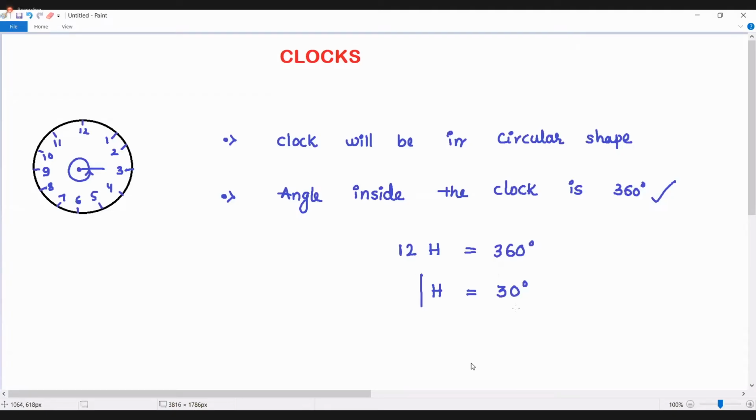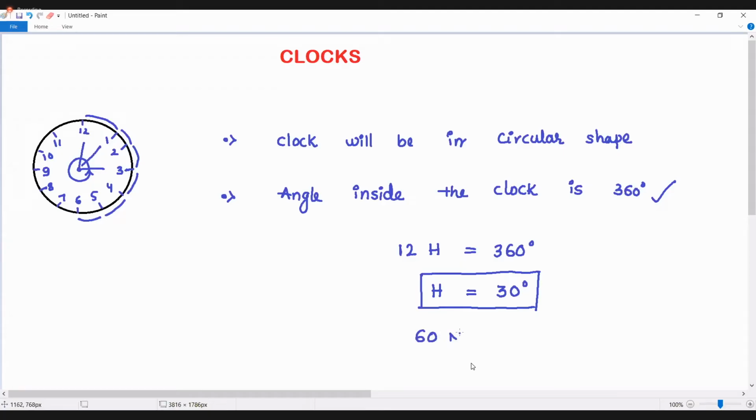So if you know 1 hour is 30 degrees, that means from 12 o'clock to 1 o'clock the angle is 30 degrees. 1 to 2 is 30, 2 to 3 is 30, 3 to 4 is 30, 4 to 5 is 30, 5 to 6 is 30. Like that, the angle between any 2 consecutive hours is 30 degrees, and all the 12 hours together make 360 degrees. That's a basic point.